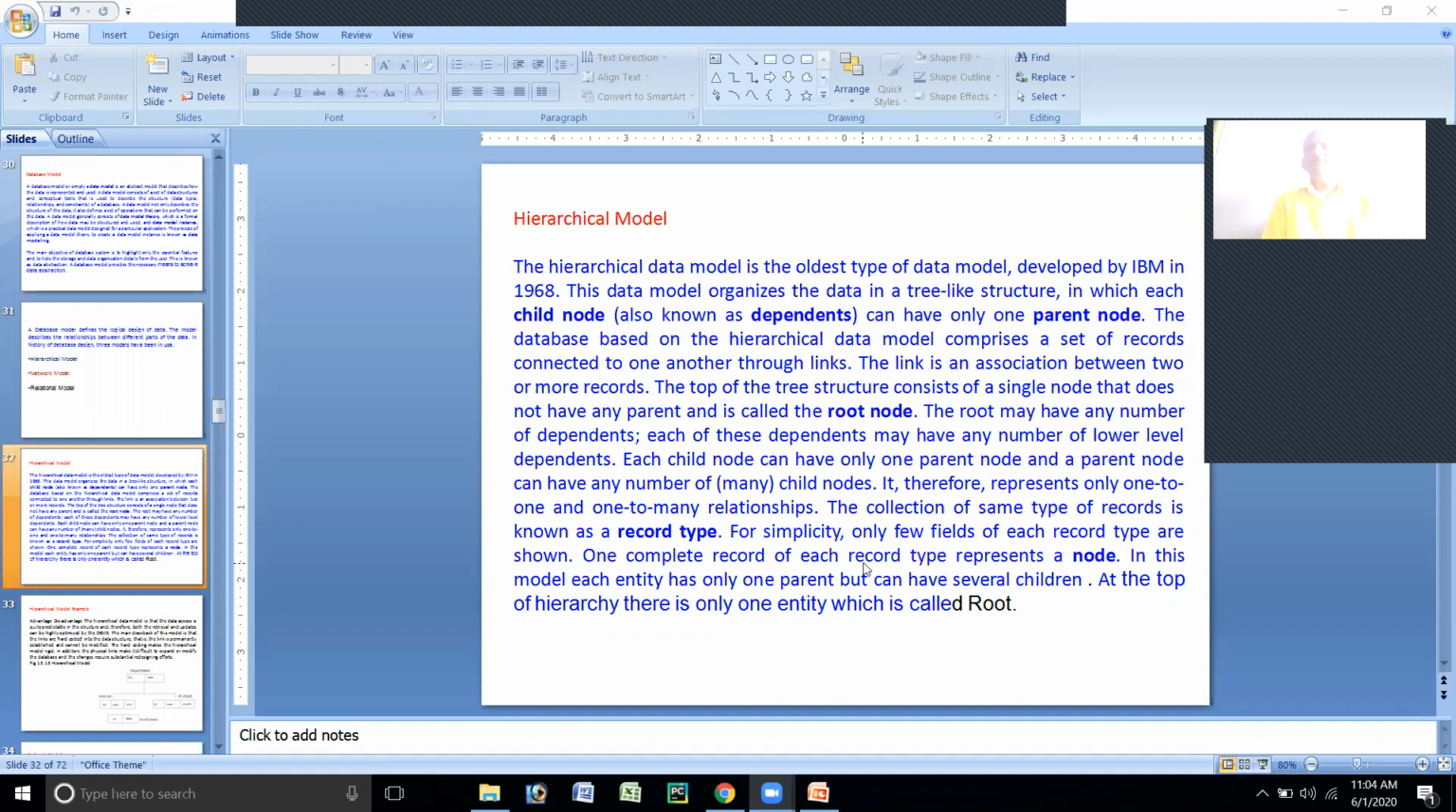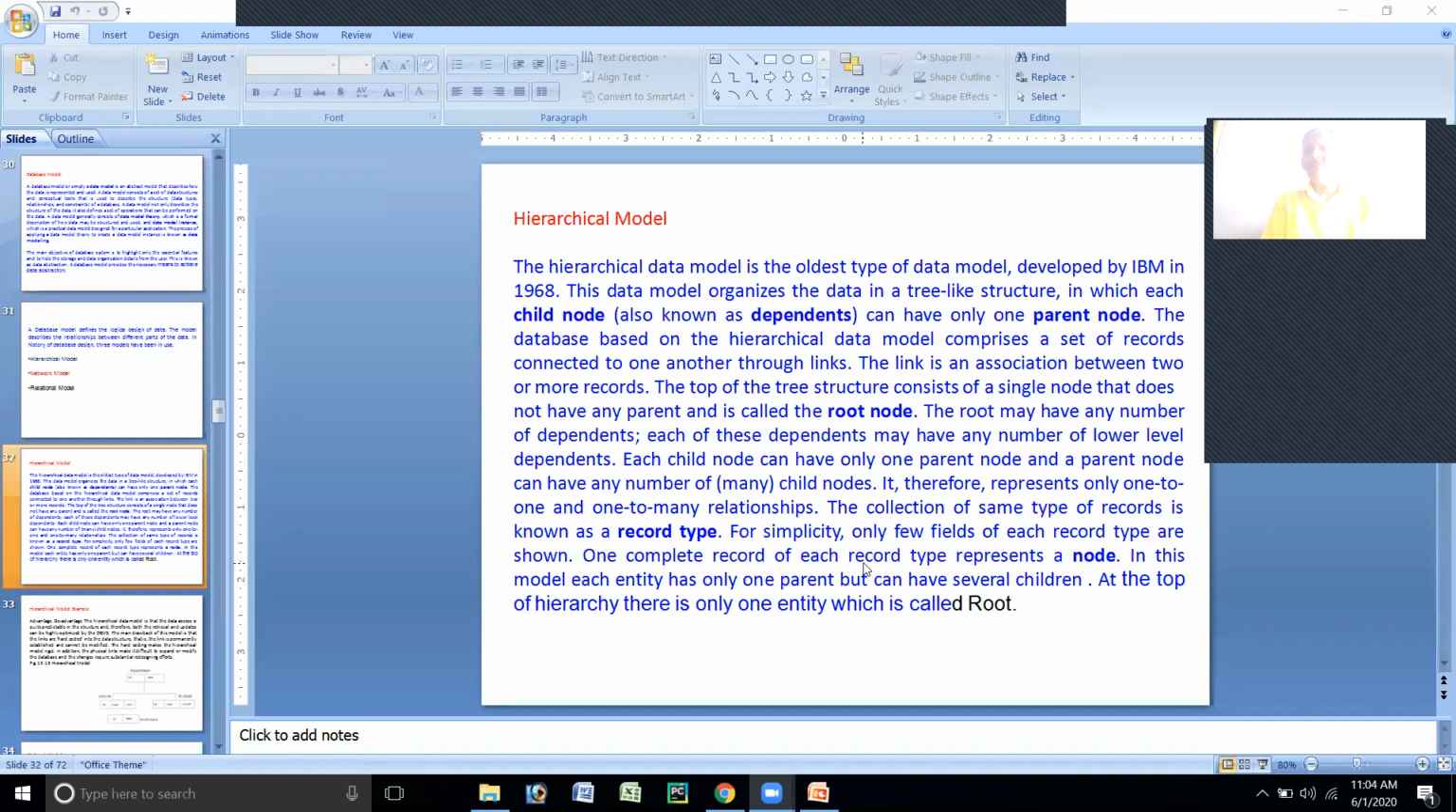Next point. This data model organizes the data in a tree-like structure. Again, in the beginning we stated that while discussing the database model, it uses structure. Structure means data structure. That's why we are using a non-linear data structure here. This model organizes the data in a tree-like structure. Non-linear data structure you have studied.